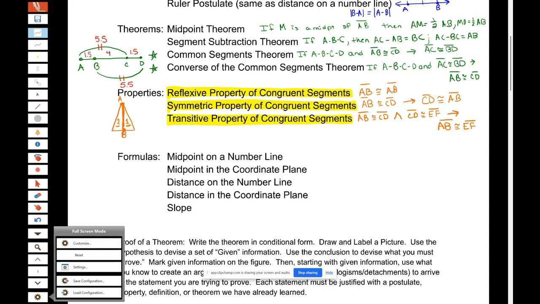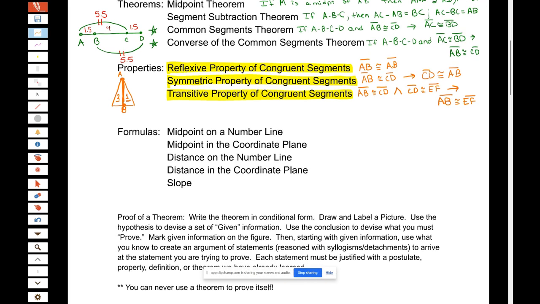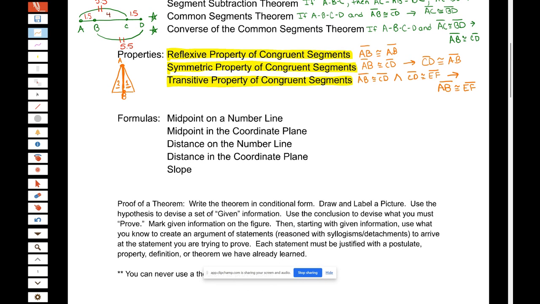So we will use that a lot too, because the easiest way to prove two things are equal is to show that they're both equal to a third different thing. You can also use transitive if they're equal to equal things, but we'll fold that in later.